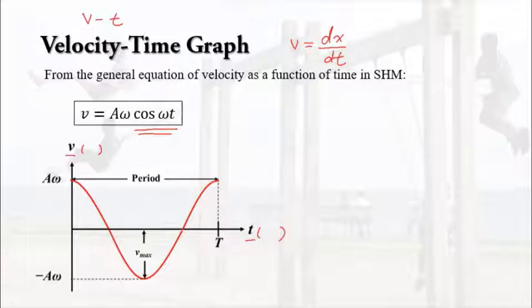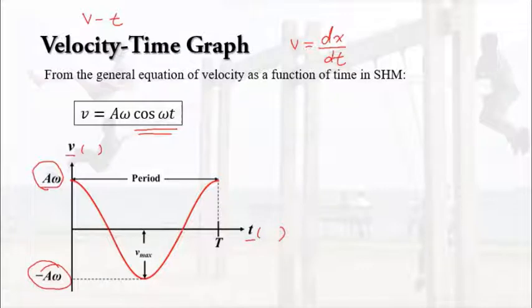Okay, now one thing that I want you to keep in your mind. For the x-t graph, the maximum value on the y-axis we call amplitude. But for the v-t graph, it is no longer amplitude. We are going to look at velocity amplitude, which is A omega now. It is not A anymore, but it is A omega and negative A omega. This is very important. So the maximum v, v max, is equal to A omega.